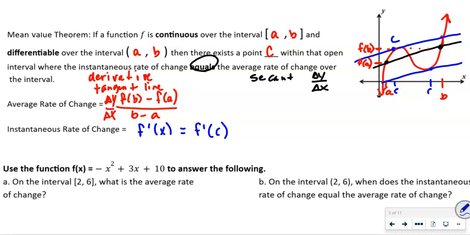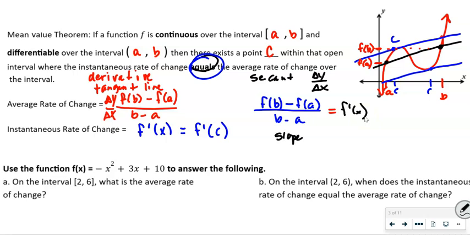So now what are we doing with these two things? We're going to set them equal to each other, okay? So we're going to take our f of b minus our f of a over our b minus a, and we're going to set that equal to our derivative. And I'm just going to put f prime of x, because for me it makes more sense, because we're just going to take the derivative of the function. Okay, we're going to set the slope equal to the derivative. The slope of the function is going to be equal to the derivative of the function, okay?